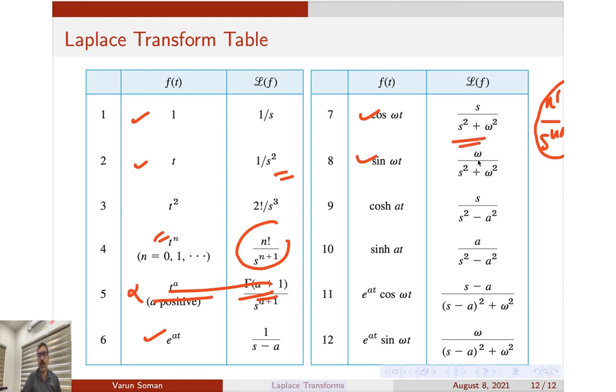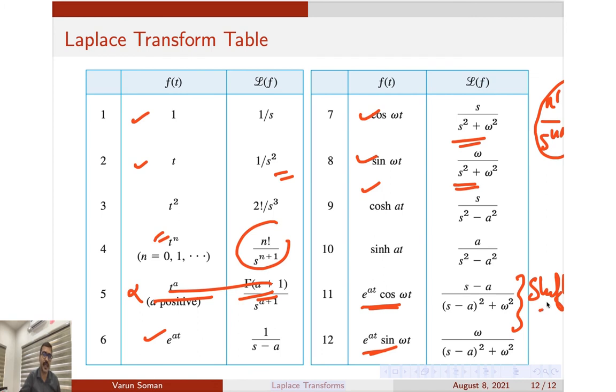Sin omega t is omega by s square plus omega square. So whenever cos comes, s will come on top. Whenever sin comes, the constant will come on top. That's the idea here. When it's cosh at, it is s by s square minus a square, and when it is sinh at, it is simply a by s square minus a square. And here I am not going to write e raised to at times these functions, because you know already the shifting theorem.